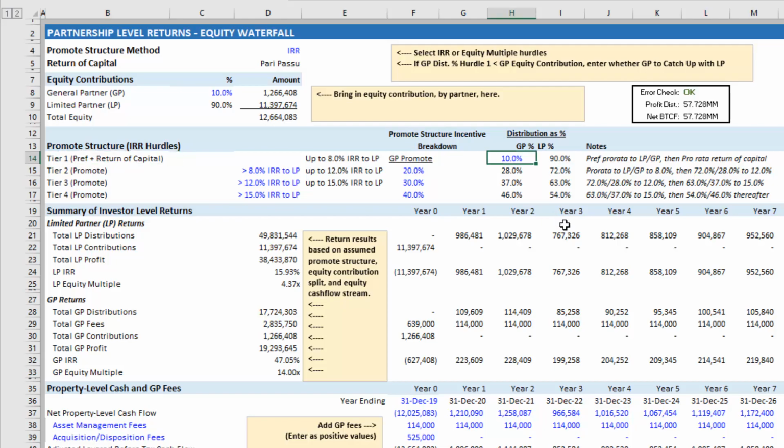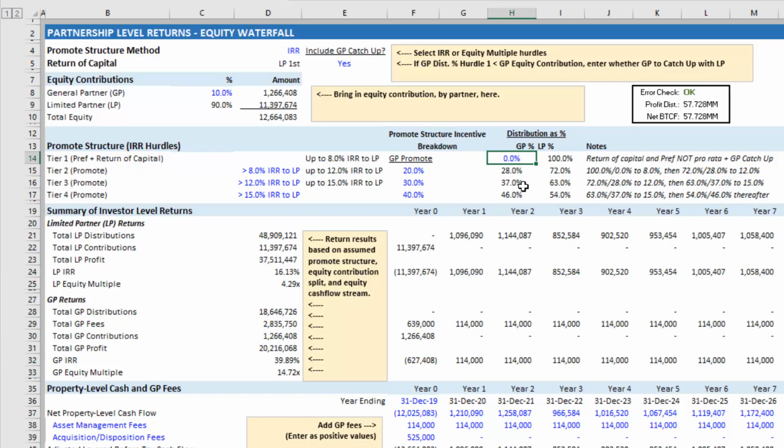We simply select the distribution percentage to the GP, and that will then automatically calculate the distribution percentage to the LP. By default, it's set to be equal to the GP's pro rata share of contributions or its ownership share in the venture. If you toggle it, say, to 0% in this first tier, what will happen is the LP will receive 100% of the cash flow until it receives a full return of capital and has earned its preferred return, in this case on an IRR basis.